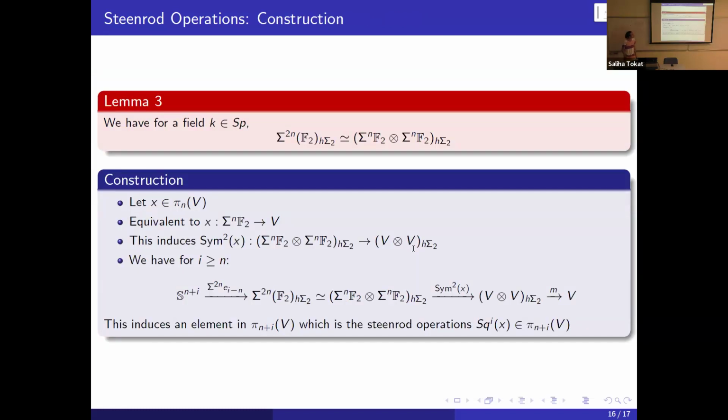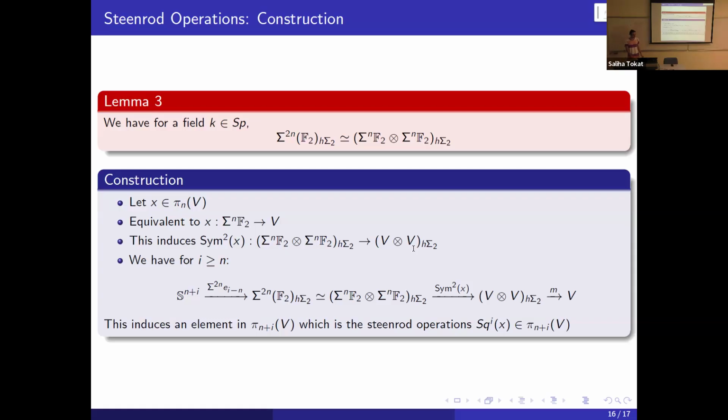And now we construct Steenrod operations. For this, we need to know this lemma as a fact. Again take V to be a K-module such that V has a symmetric multiplication. And we take x to be an element of pi_n of V. Giving an element of pi_n of V is equivalent to giving a map from the n-fold suspension of F2 to V. And this map induces a map, taking this tensor and again the homotopy coinvariants, called Sym squared of x.